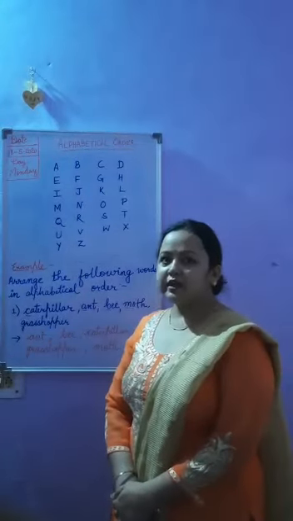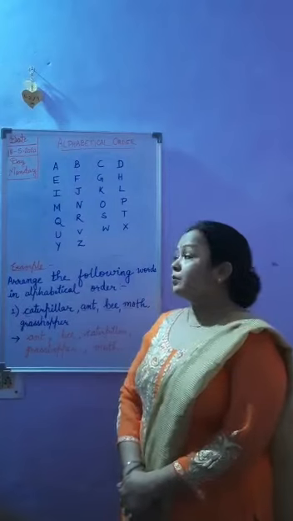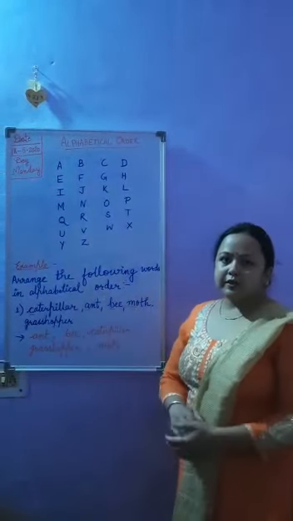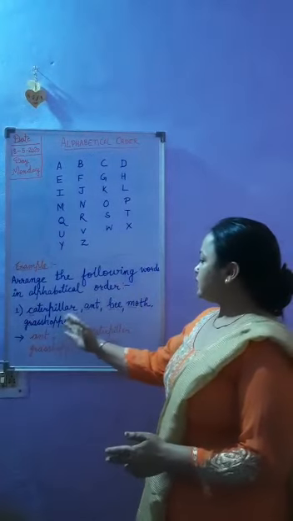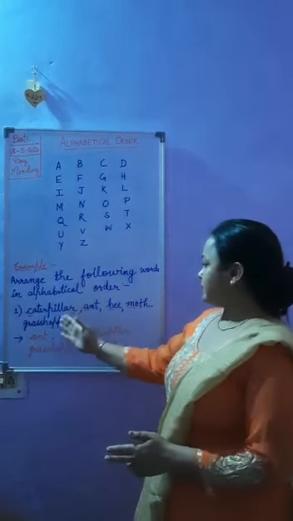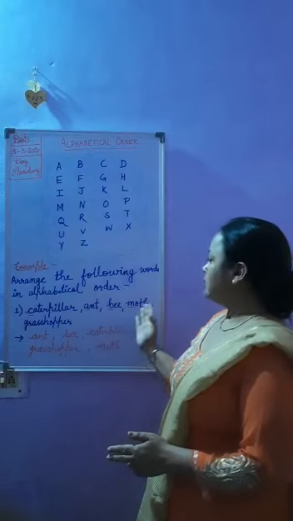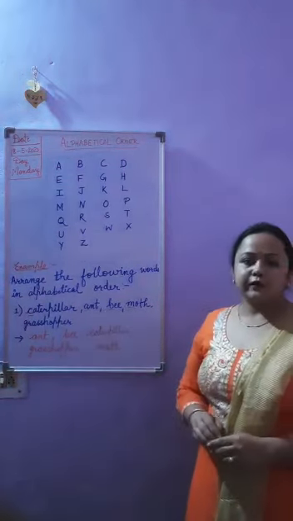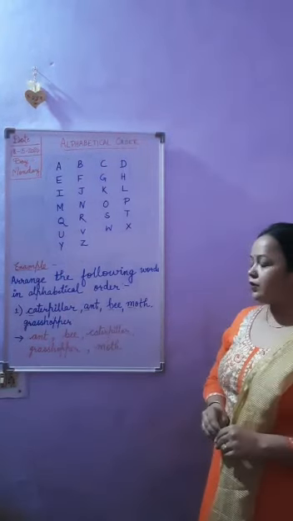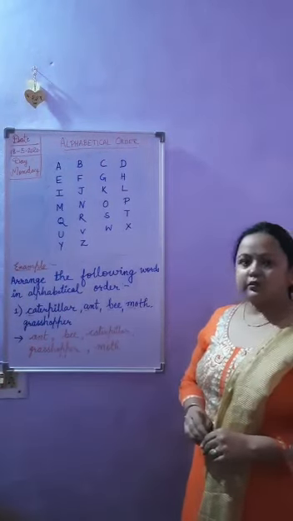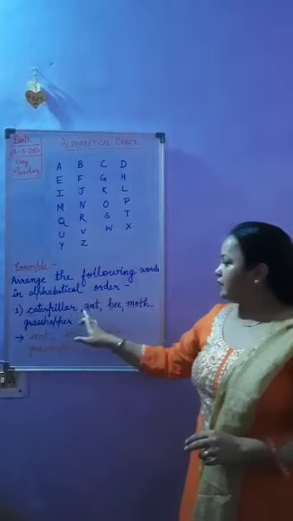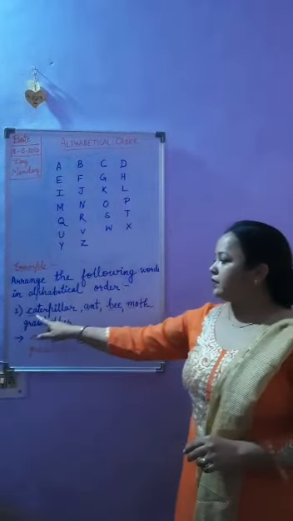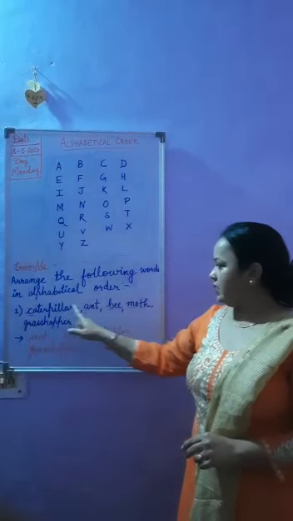Children, now let's take an example to make the topic more clear to you. Arrange the following words in alphabetical order. Here are some names of insects: caterpillar, ant, bee, moth and grasshopper. You have to arrange these names in alphabetical order. So how will we do it? First, we will underline the first letter of each word. Right? Here in caterpillar, we will underline the first letter, which is C.